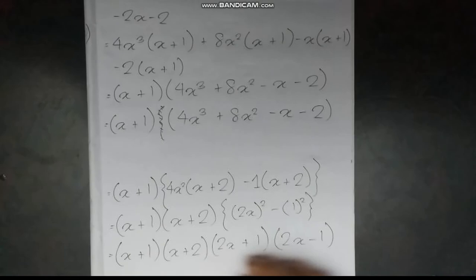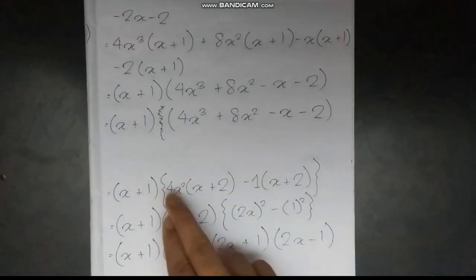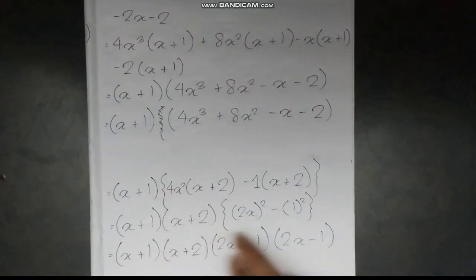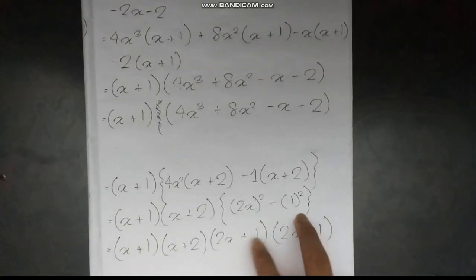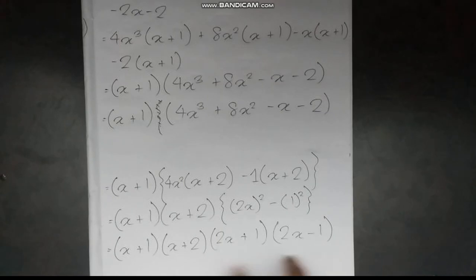Okay, so here it is. Now 4x squared minus 1, you can also write it as 2x whole squared minus 1 squared, and a squared minus b squared is a plus b into a minus b.